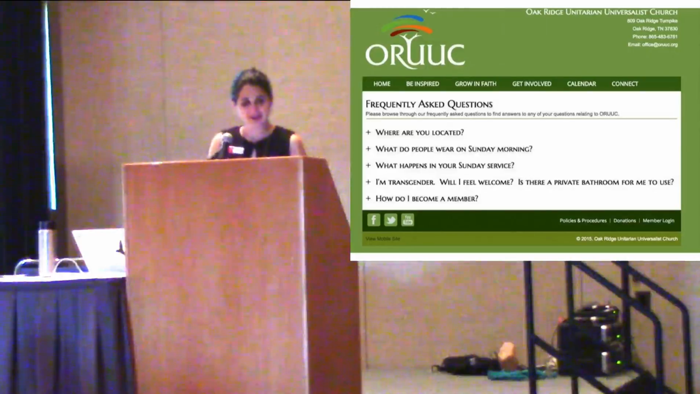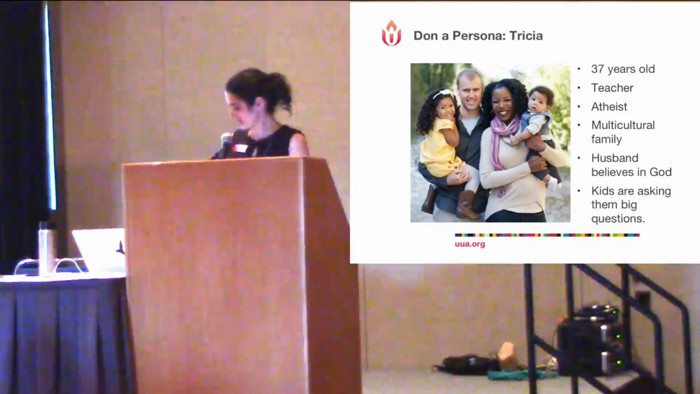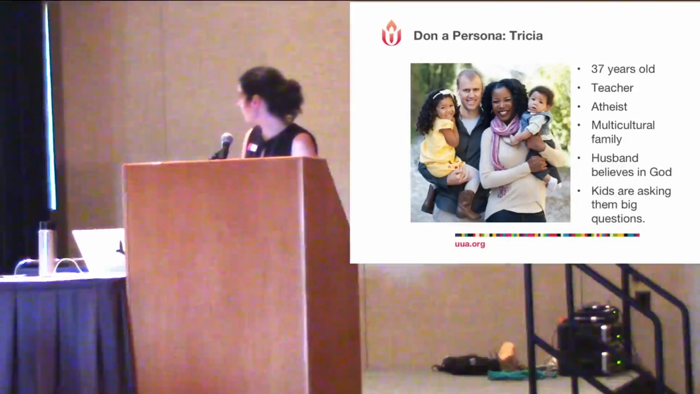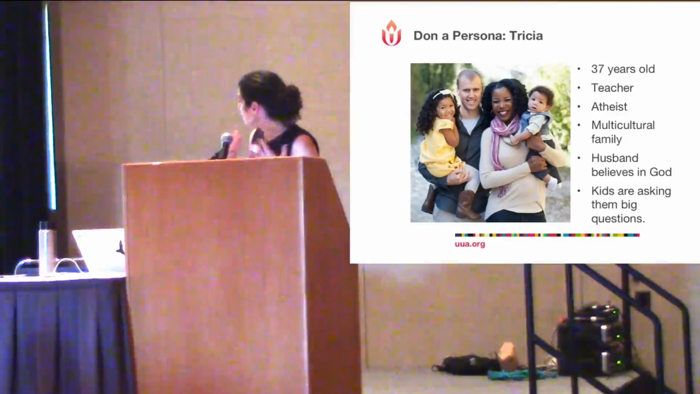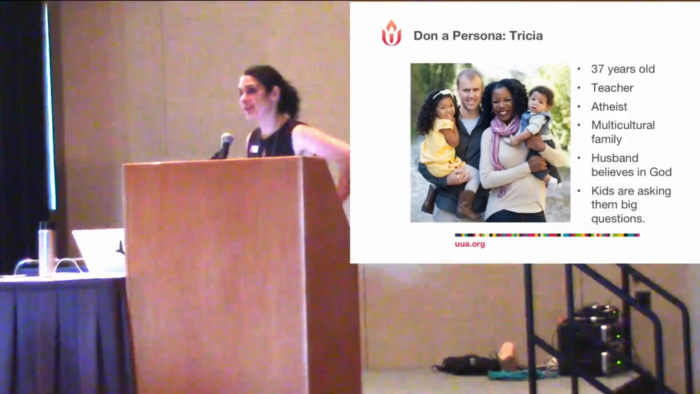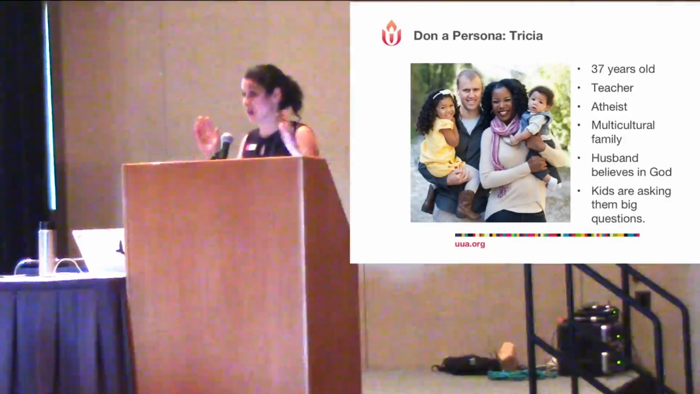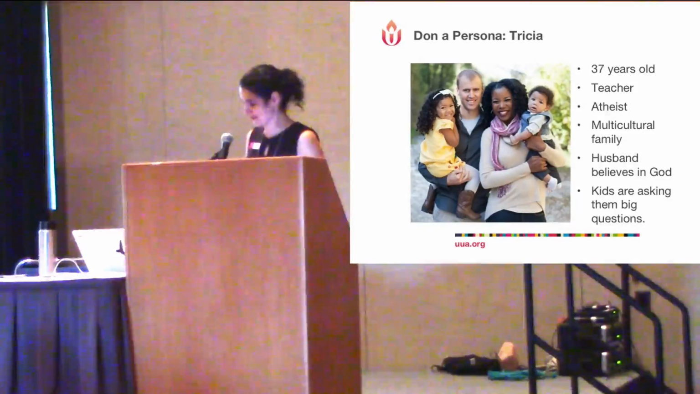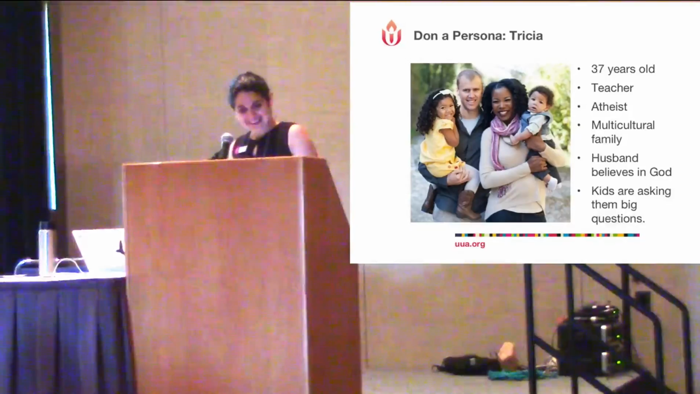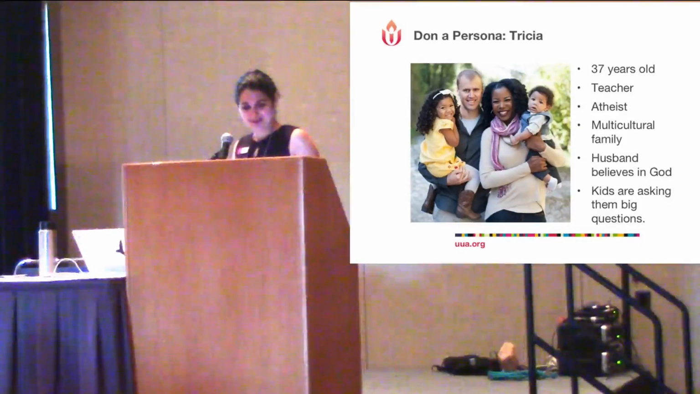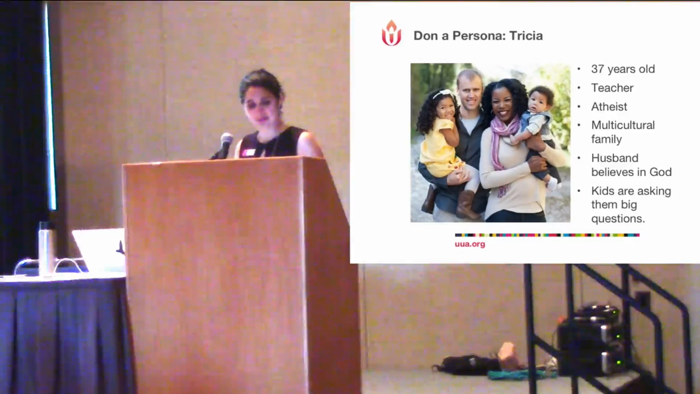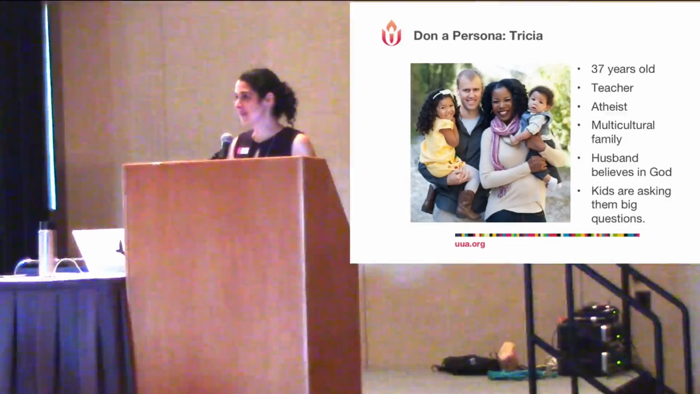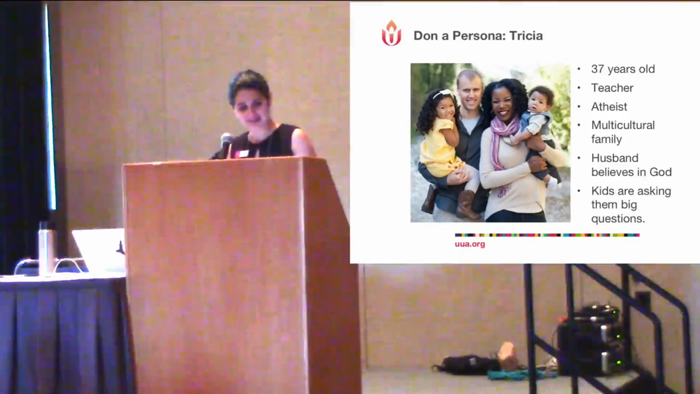Now let's try another persona. This is Trisha. She's 37 years old. She's a teacher. She's atheist. She's in a multicultural family. She's African American. Her husband is white. Her husband believes in God, and their kids are asking them all these big questions. Sounds like a group that is ripe for UUism. And so they live near Cambridge, Massachusetts. So they check out the website of First Parish in Cambridge, which is a very intentionally multicultural congregation.